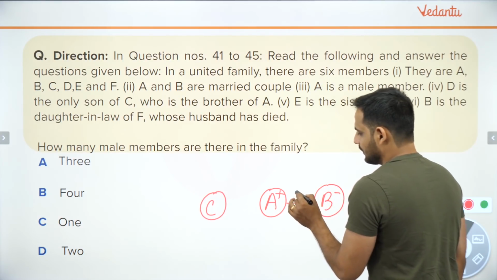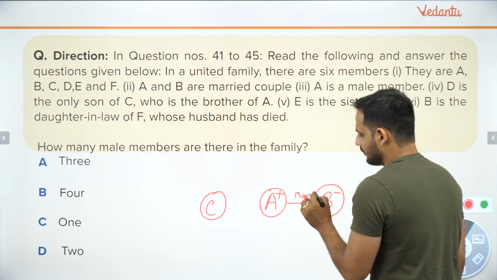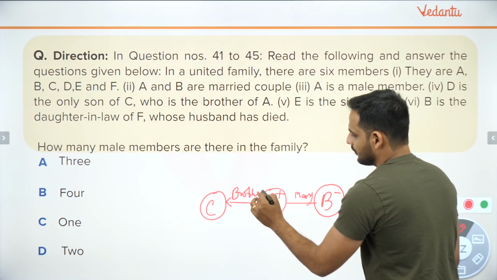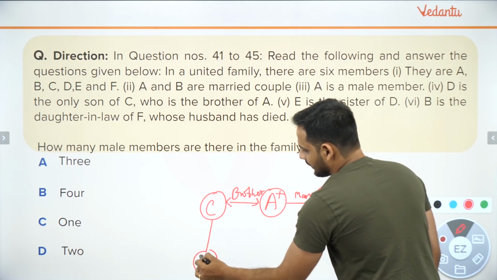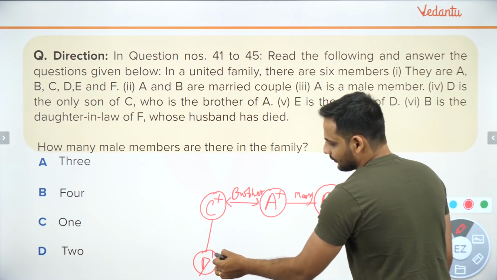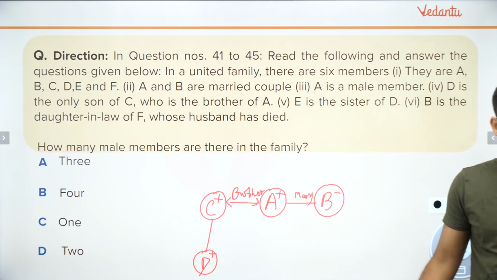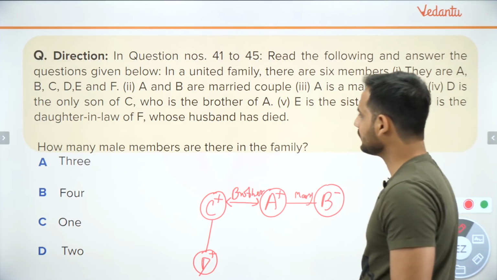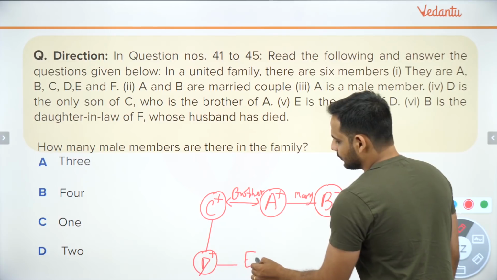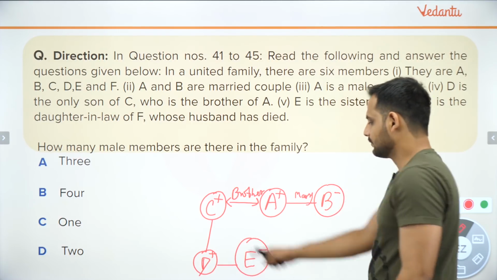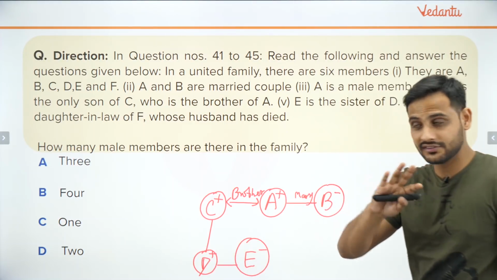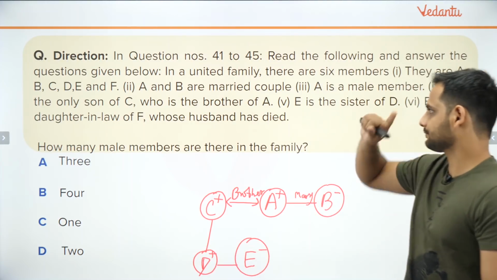This is what? Married. This is what? Brother, and C had a son. So C is the brother, that means C is also A, and D is also male. C and D both are male because D is the only son, right? E is the sister of D, so E is also the sister of D and she is female. So E and D are the children of C, where D is the son and E is the daughter, because D is the only son.